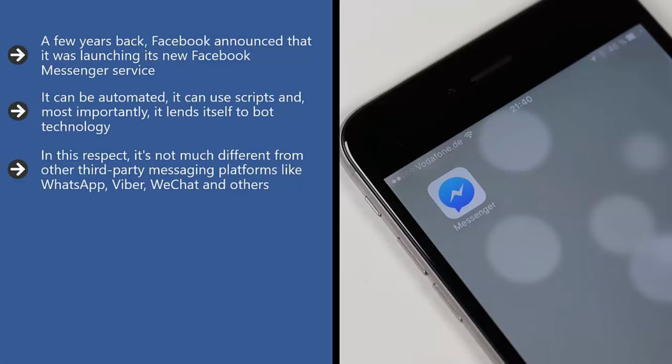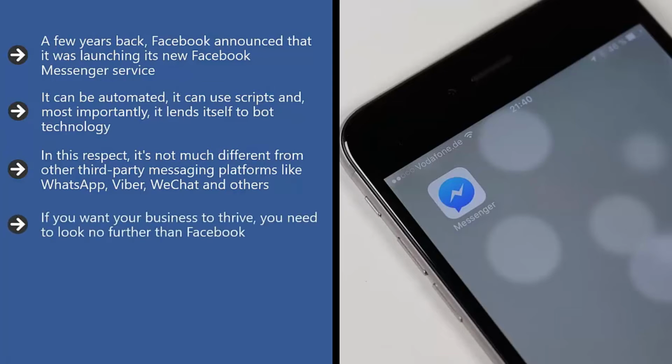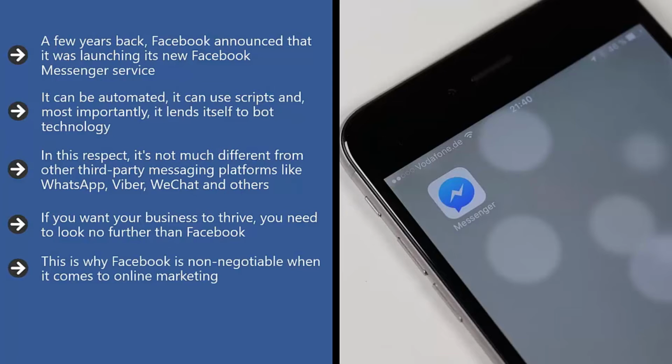Facebook has billions of active users. It is a gateway to tremendous online visibility. If you want your business to thrive, you need to look no further than Facebook. Whatever interest your business caters to, no matter how arcane, obscure, or little known, there are sure to be people on Facebook who are interested in whatever it is you are promoting. This is why Facebook is non-negotiable when it comes to online marketing.